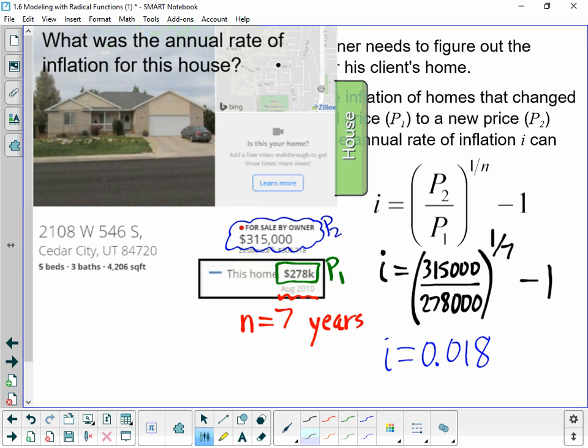I guess I should have said, and we talked about in class, that the inflation rate is sort of showing you how prices increase, or potentially decrease if inflation is negative, over time. Inflation is a measure of how prices change. So the inflation here is 0.018, and you can think about this as 1.8%. Oftentimes the little trick people use is to move that decimal 2 spots. So the inflation rate was 1.8% for this home.